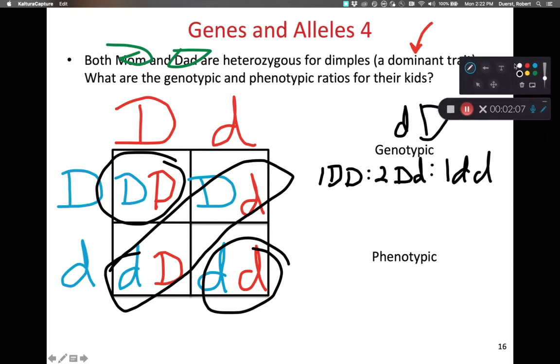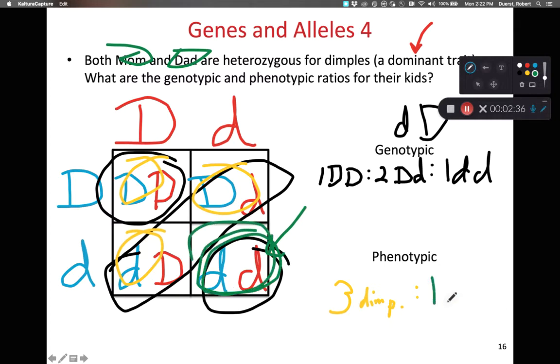And in terms of the phenotypic ratios, the trait being expressed, we have 1, 2, 3. Let me check this off here. We have 1, 2, 3 of the potential variations where there's a dominant allele. So we'd say 3 dimpled, and then there's only 1 potential variation where there's no dimples. So 1 smooth cheek. So we'd have a 3-to-1 ratio, dimpled to non-dimpled, or dimpled to smooth-cheeked in these individuals.